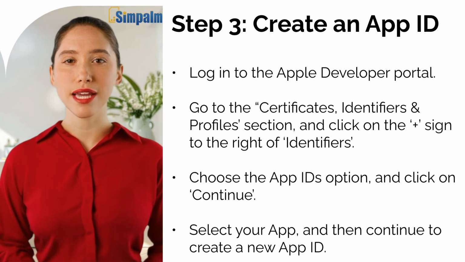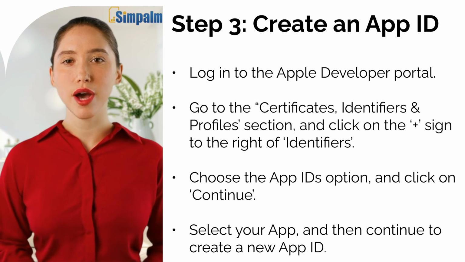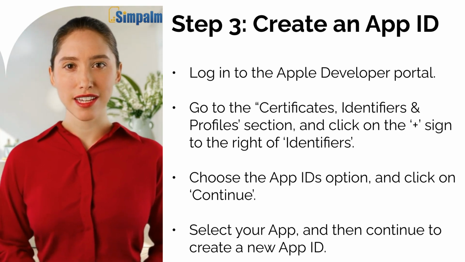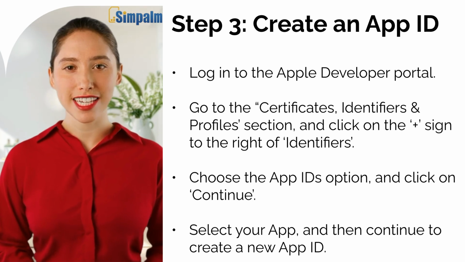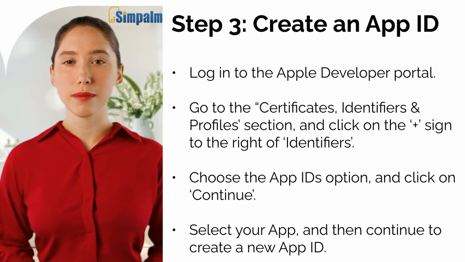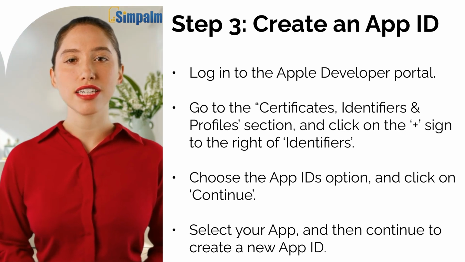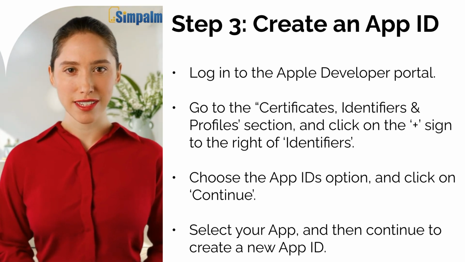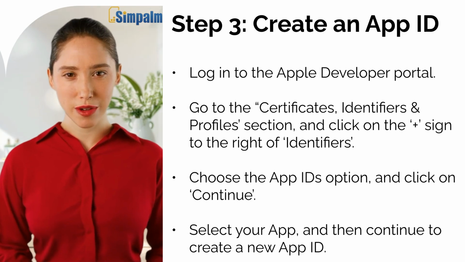Step 3. Create an app ID. Well, every app that goes live on Apple's App Store must have a unique ID or identifier. You can create it by logging into your Apple Developer Portal. Navigate to the Certificates, Identifiers, and Profiles section to get started with the process. Now, click on the plus sign that you will find right next to the Identifiers option and click on the App ID option. You will then be prompted to select your app for which you want to create a unique ID. And once done, you can continue with the suggested steps to finish the process. While creating your app ID, make sure it is unique and follows all of Apple's guidelines.